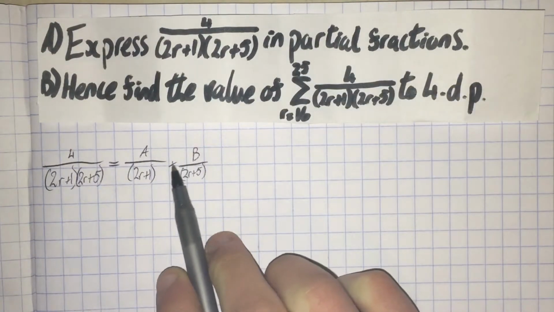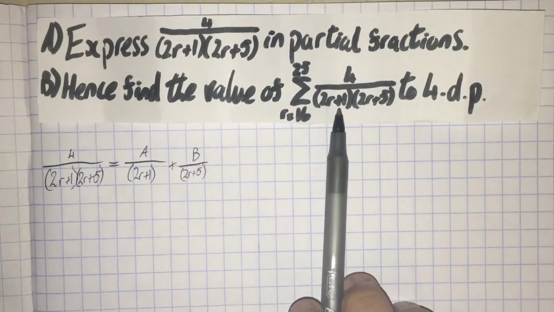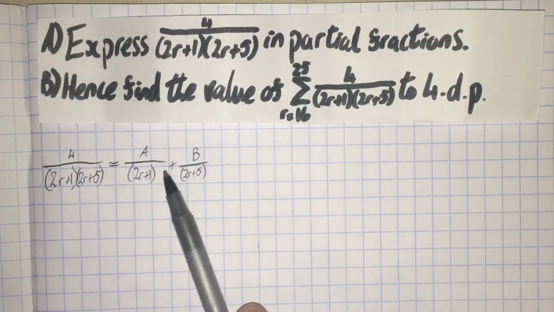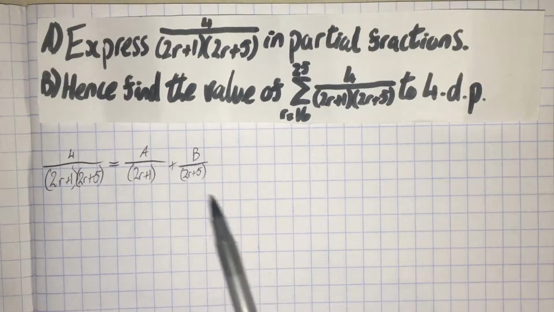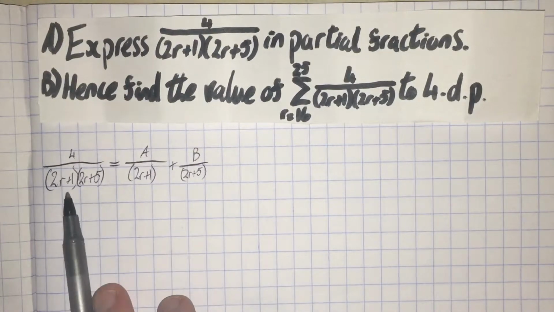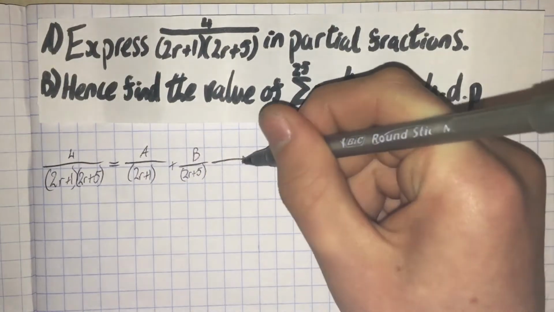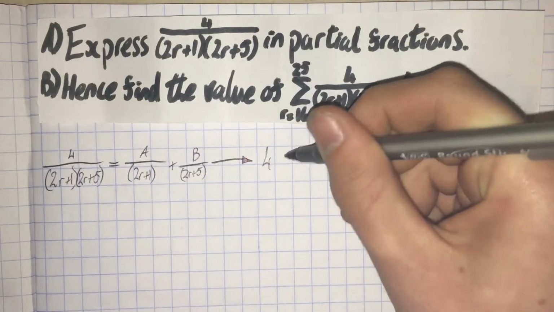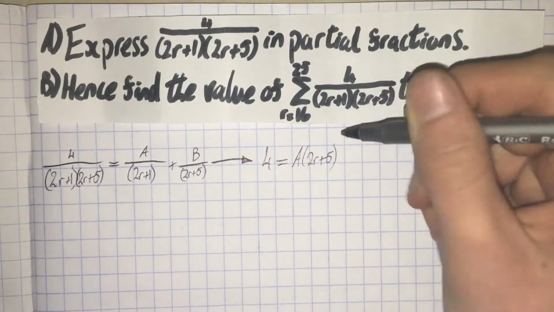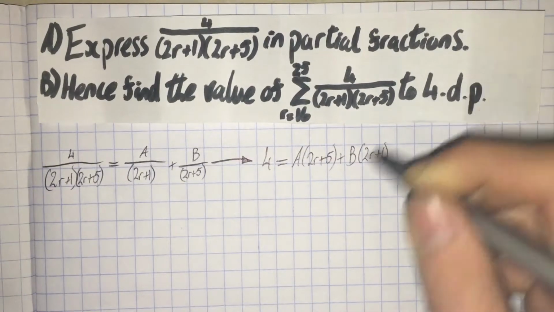Now even though I put a plus, since we know we're going to be using a method of differences later on in this example, we actually know that it shall be a minus. But that's fine. We'll just keep it as a plus for now, just to not confuse ourselves. So we're going to times the whole thing by 2r plus 1 times 2r plus 5. This will give us 4 equals a times 2r plus 5 plus b times 2r plus 1.